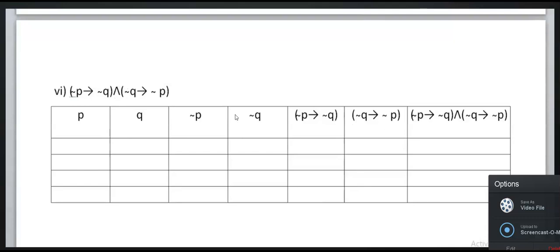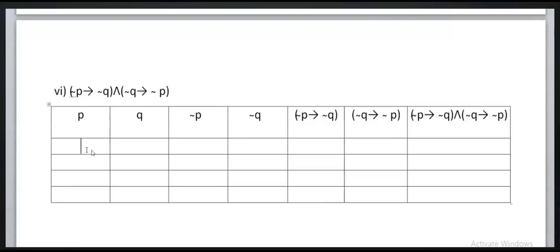This is the last result. To require this, we will require P, Q, negation of P and Q. First, their implication. Next, negation of Q implies P. Then find out the AND between these two statements. Now let us start. P: T, T, F, F. Q: T, F, T, F. Next is negation of P: F, F, T, T. Negation of Q: F, T, F, T.